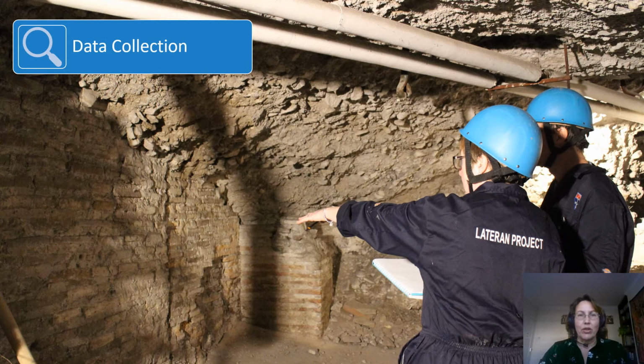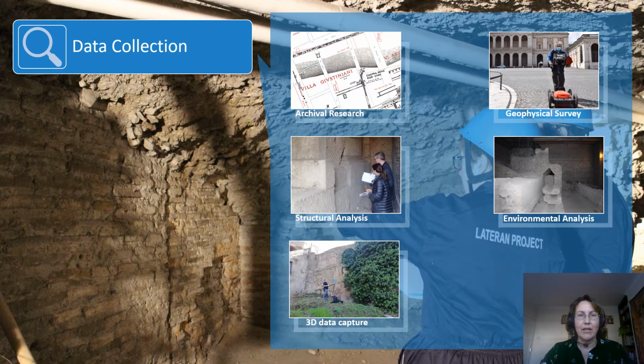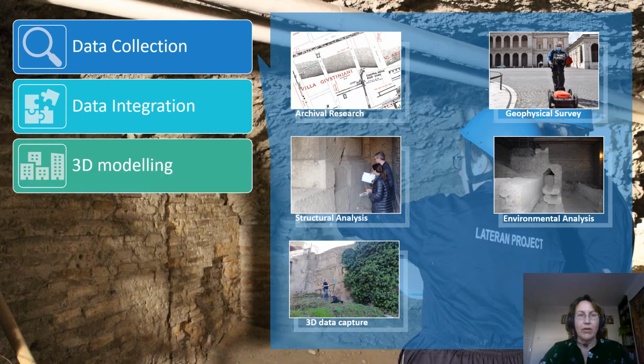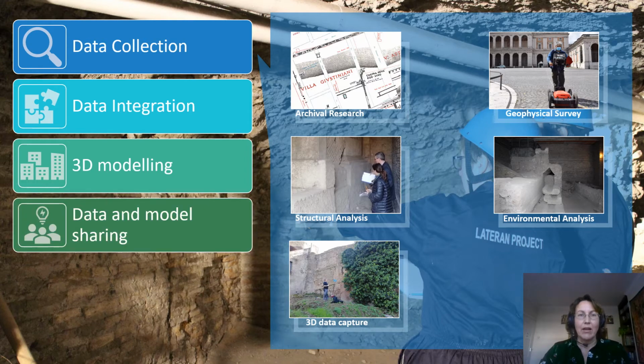The Rome Transformed methodology encompasses four main steps: data collection and interpretation, including archival research, structural analysis, 3D recording of buildings, geophysical survey, and environmental analysis; data integration in a 3D GIS; the development of 3D models of the urban fabric of the Eastern Caelian in key time slots; and data and model sharing via dedicated online platforms to guarantee maximum transparency in developing 3D visualizations.